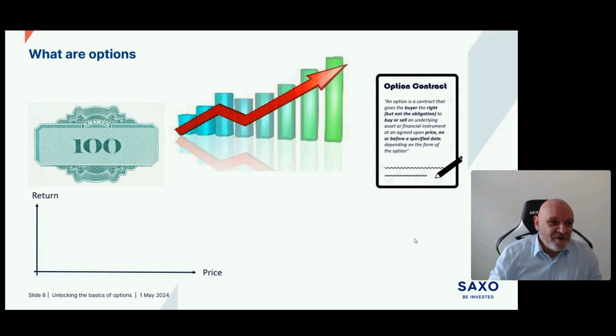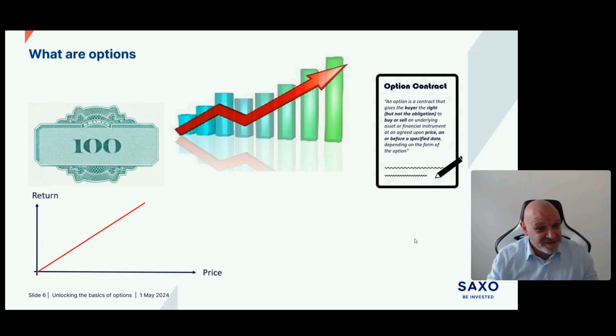So, if we look at the risk and return graph of shares, this actually means that it's quite linear. If the price of the share goes up, your returns go up. Your returns augment. If the price goes down, well, your returns go down. Quite linear, quite straightforward. Up is good, down is not good.